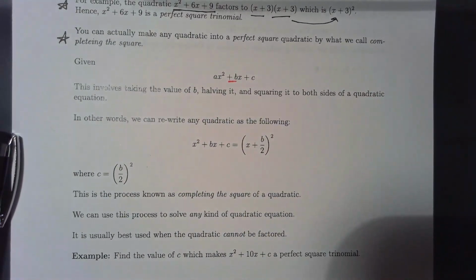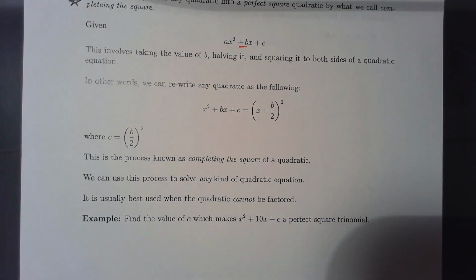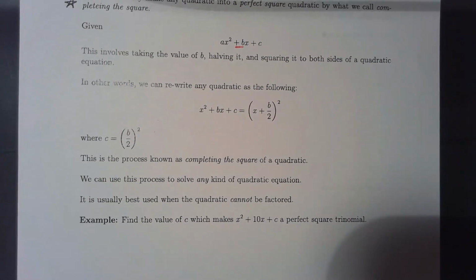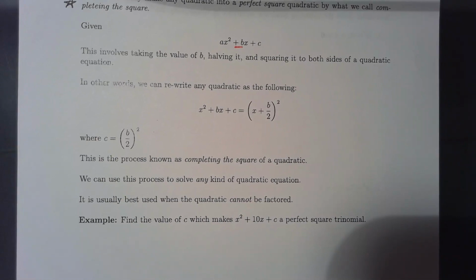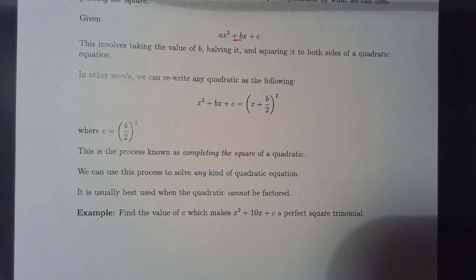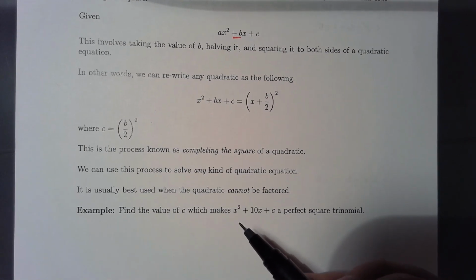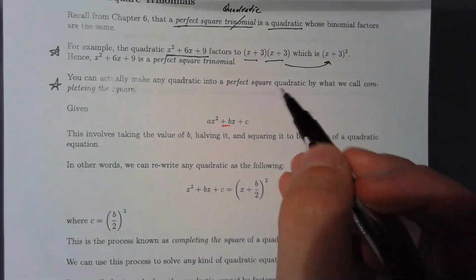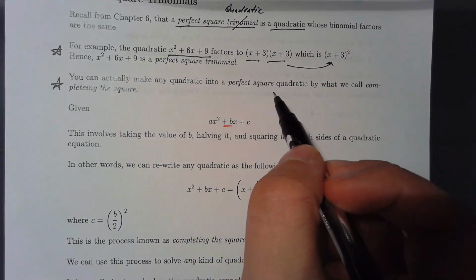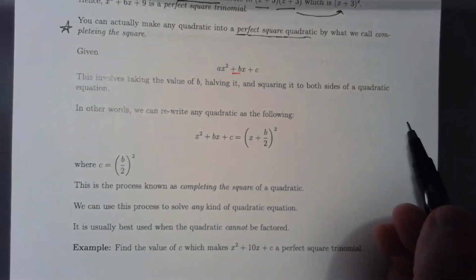So with all that blabbering, it's actually not too bad. It's pretty straightforward. It's just more busy work than difficult work, if that makes any sense. But the important thing to note is, by completing the square, you make a perfect square quadratic. That's the important thing to note.